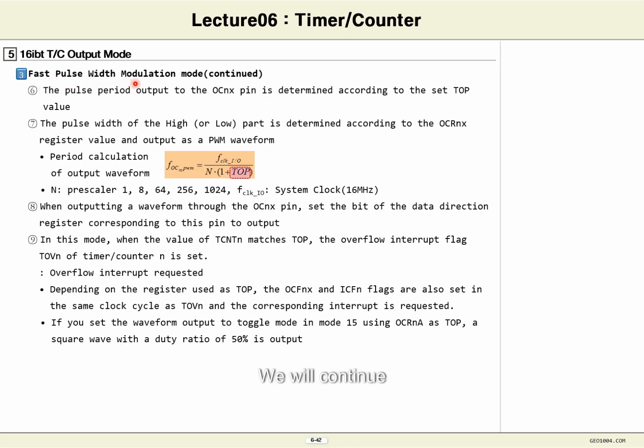We will continue to explain fast PWM mode. This fast PWM will determine the output period to the OCRNX pin according to the value set as the top value. The high and low part of the pulse width are determined according to the OCRNX register value. The PWM waveform will be output. The period calculation formula is as follows.